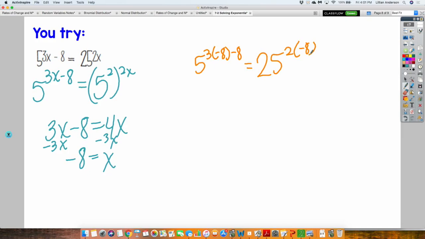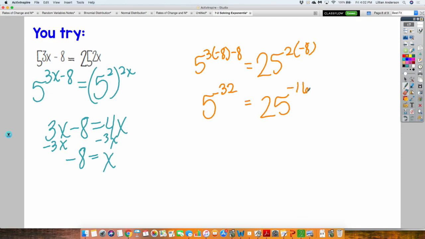Okay? What's 3 times negative 8? Negative 24 minus 8 becomes? Negative 32. I don't know what 5 to the negative 32 power or what 1 over 5 to the 32 power is, but I'm going to use my rules and my laws to still check to make sure that the left side equals the right side.